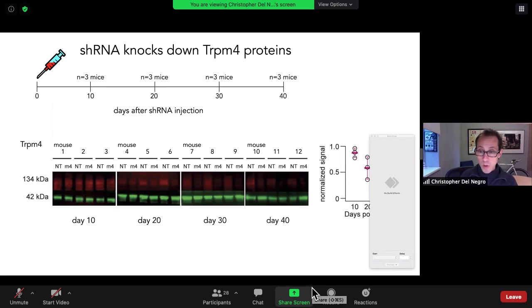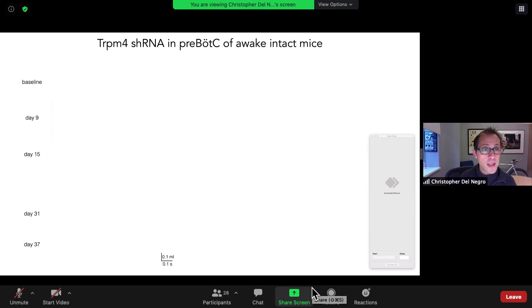So here are the experiments. All 12 mice are along the x-axis here into 4 discrete times, day 10, 20, 30, and 40. And the farthest right-hand side shows you the signal in Western blots for TRPM4 expression. And it declines relatively exponentially to a decline of ultimately more than 60%. So with shRNA, by 40 days post-injection, we were able to depress TRPM4 expression by 60%. So what impact does this have on the behavior? So let's go and look at that now.